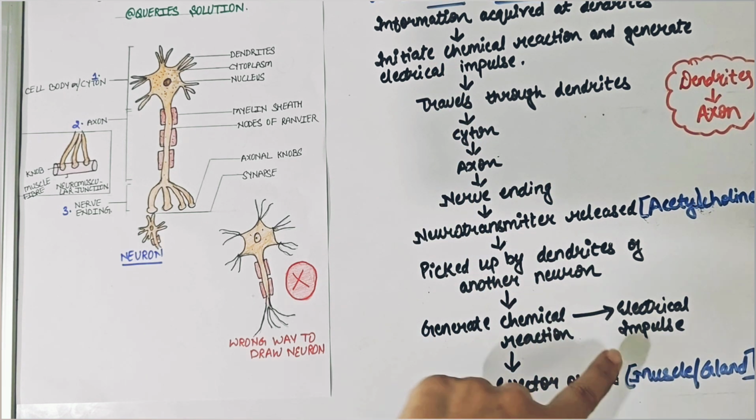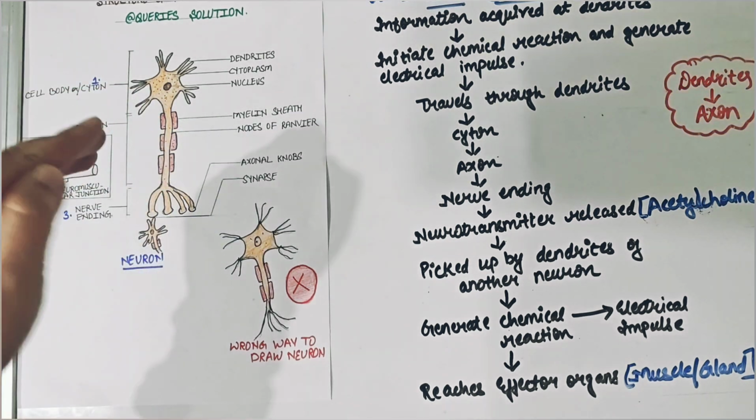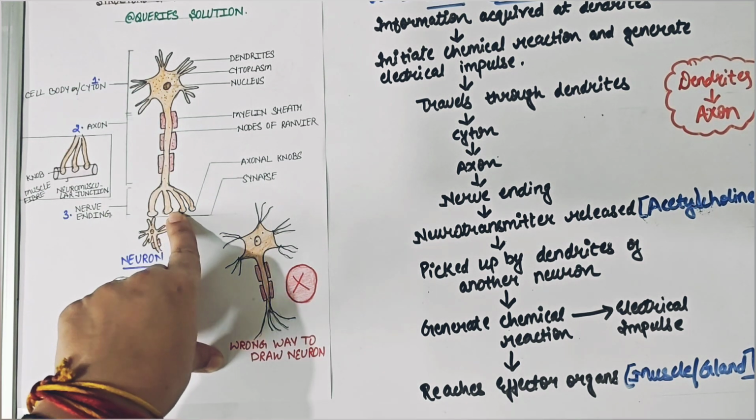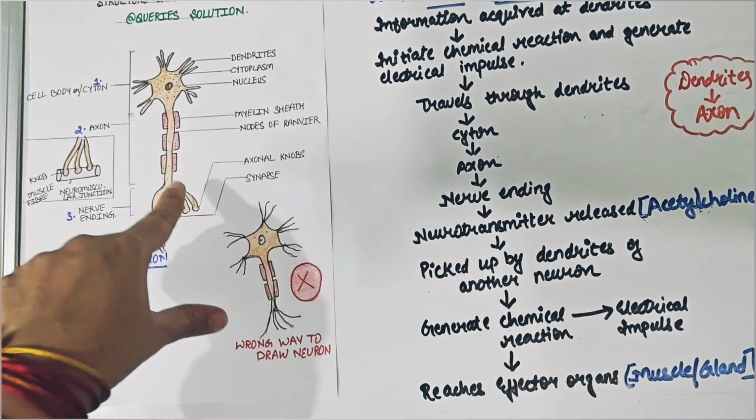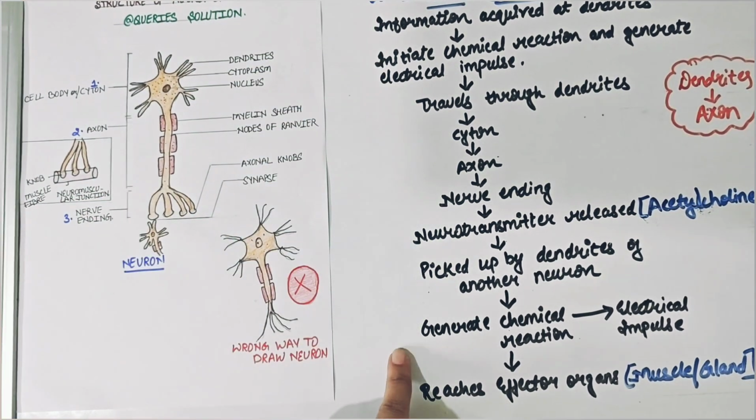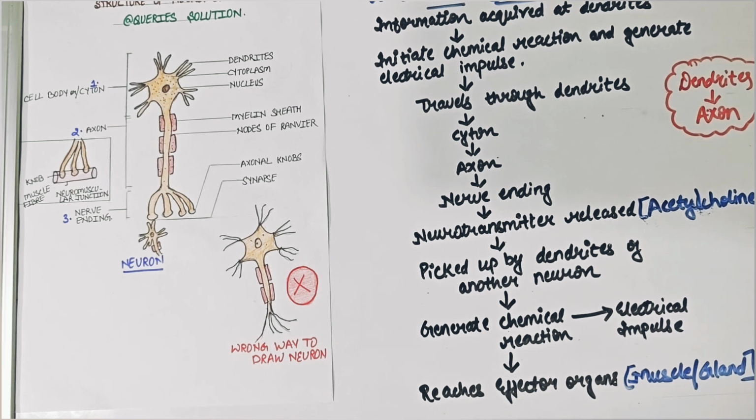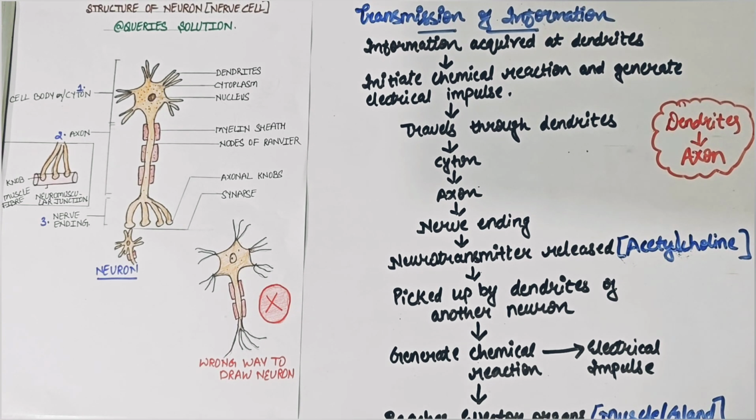And again the same cycle will follow. This electrical impulse will again travel through the dendrites, axon, and nerve ending of neuron number 2, and again reach the ending. Again the chemical will be released and picked up by neuron number 3, and this process will keep on repeating until the information reaches your effector organs. And as we know, the major effector organs are the glands or the muscles in our body. So this flowchart, children, basically explains in detail how messages get transferred from one neuron to the other.